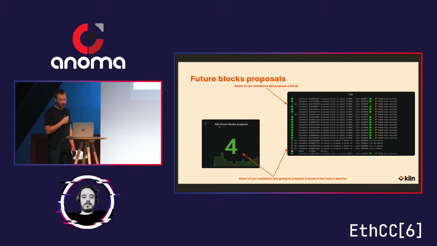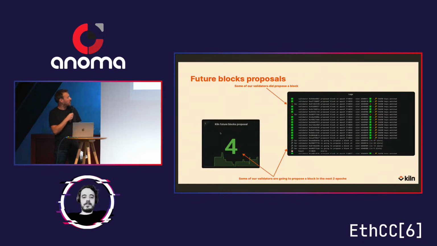And also, you want to know as a node operator when you are going to propose a block. On the beacon chain, you know 2 epochs in advance who is going to propose a block. And when you're a node operator with a lot of keys on validator clients, you don't want to reboot your validator client, for example, for an update or for anything. You don't want to reboot it if you are going to propose a block in the next 2 epochs because you may miss a block. So what is very important is to know in advance, am I going to propose a block? And if yes, I should wait a little bit before rebooting my validator client.